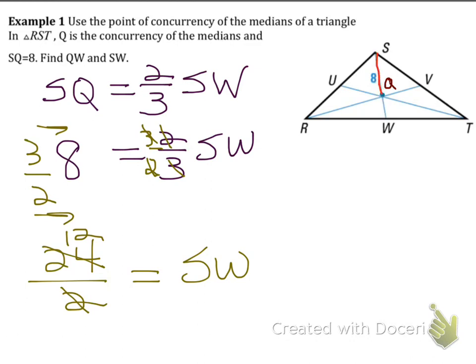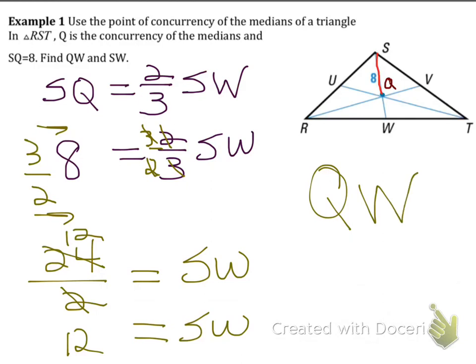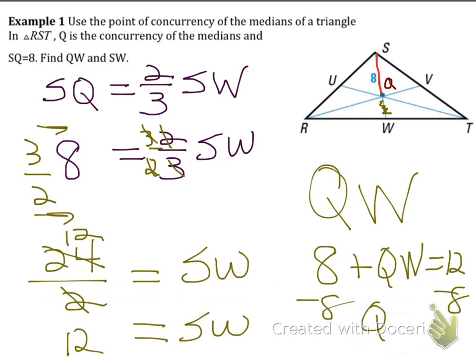So let me turn that off. This equals 12. Okay, they're also asking us for QW. So what is QW? QW is this remaining little piece right here. So if I know that SQ is 8 plus QW, that has to equal 12. Subtract from both sides, you get QW equals 4.